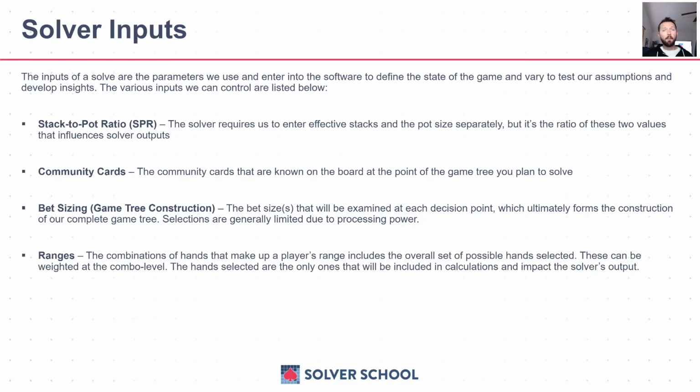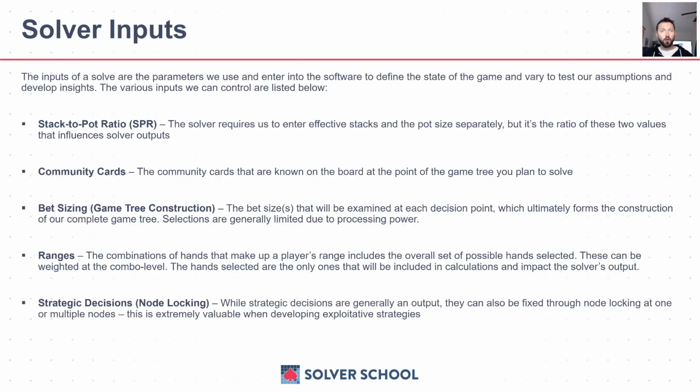Ranges, which are the combination of hands that make up each player's range, and it includes the overall set of all of the possible hands that could be played by either player. These can be pure or they can be weighted down to the combination level. But it's important to note that the hands that we select are the only ones that will be included within the calculations, and they're the only ones that will actually impact the solver output.